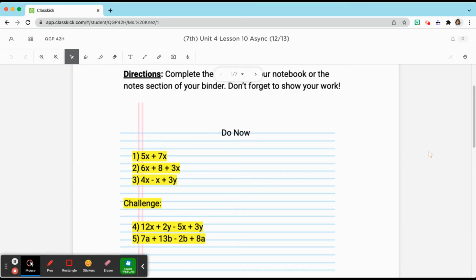At this point, you should have taken a look at the Do Now independently. Let's talk through the first three problems. In question 1, we see that we have 5x's and 7x's. And that simply means that we have 13 x's in total. 5x plus 7x is equal to 13, but not just 13, 13 x's, because we have 5x's and 7x's.